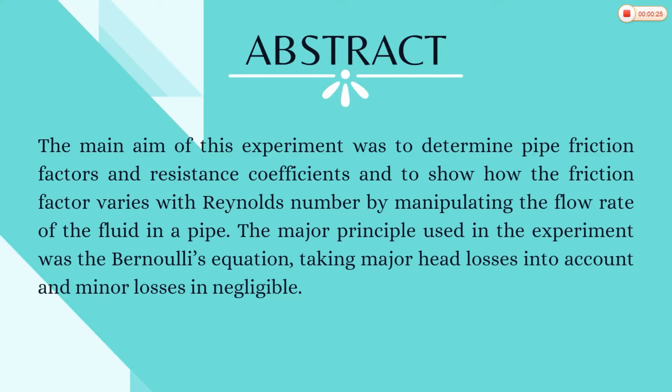So for the abstract, the main aim of this experiment was to determine pipe friction factors and resistance coefficients and to show how the friction factor varies with Reynolds number by manipulating the flow rate of the fluid in the pipe. The major principle used in this experiment was Bernoulli's equation, taking major head losses into account and minor losses as negligible. These major losses were normally due to the wall friction in the pipe and viscous forces between layers in the fluid.